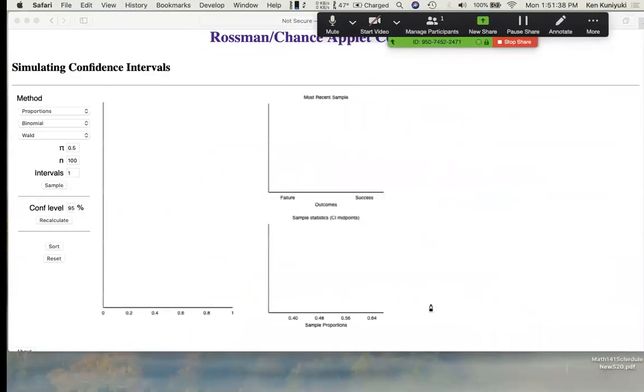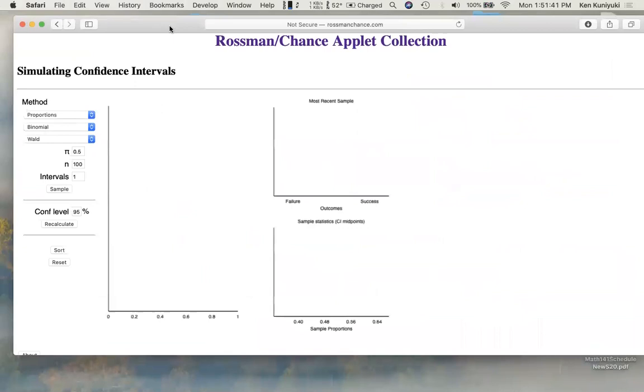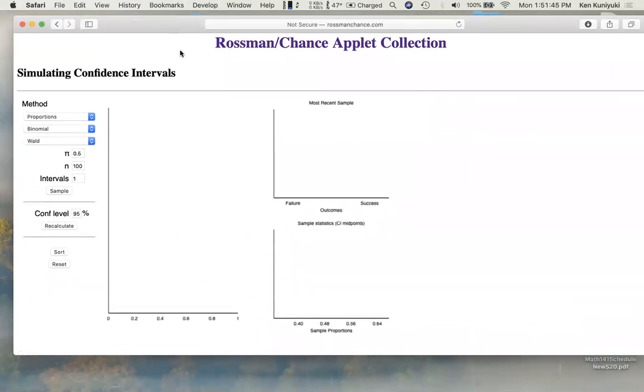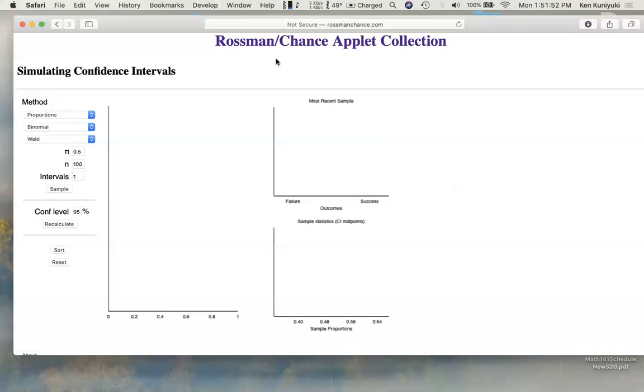Let's demonstrate that. This is the excellent Rossman-Chance applet collection from Cal Poly San Luis Obispo. Chance is named after Beth Chance, who's a professor up there. She's the one who really designed these applets.